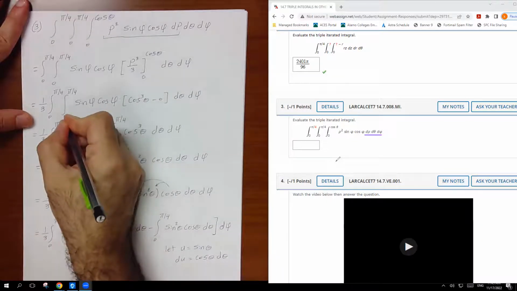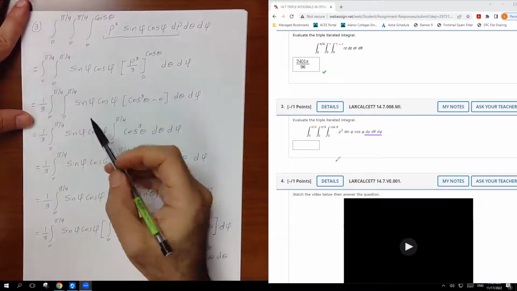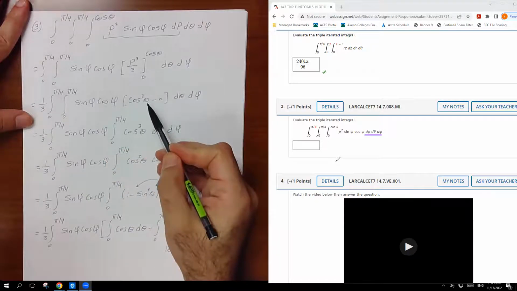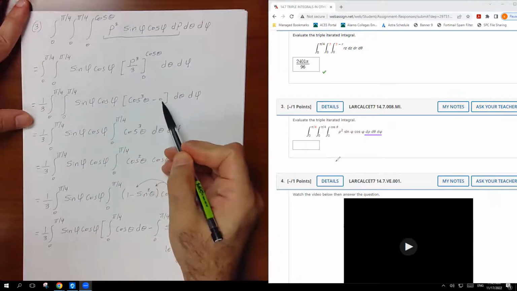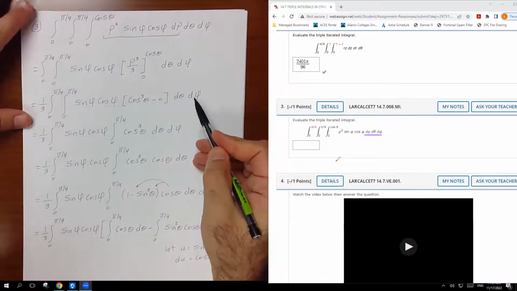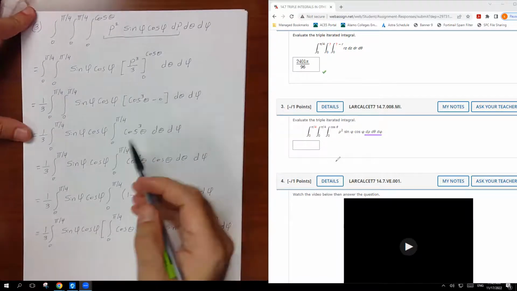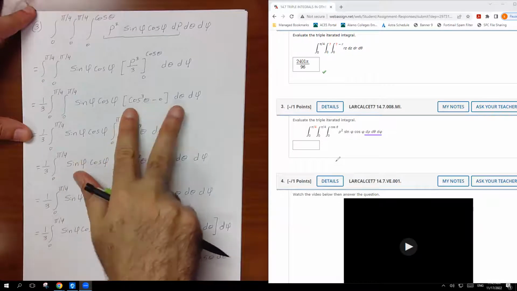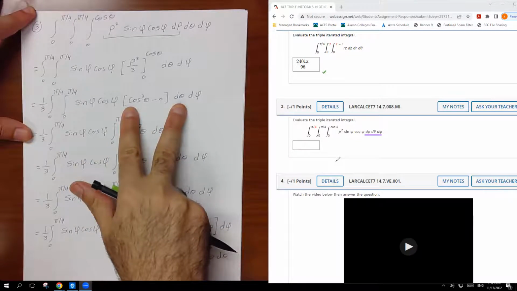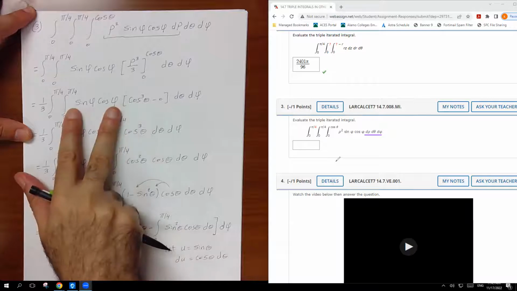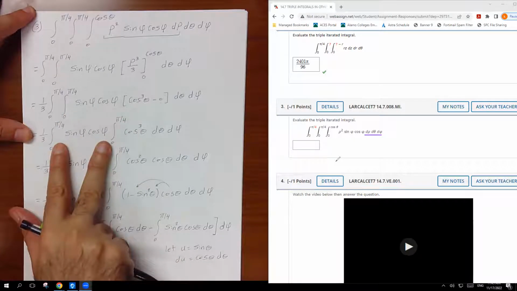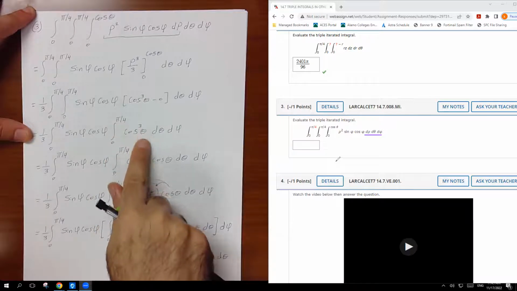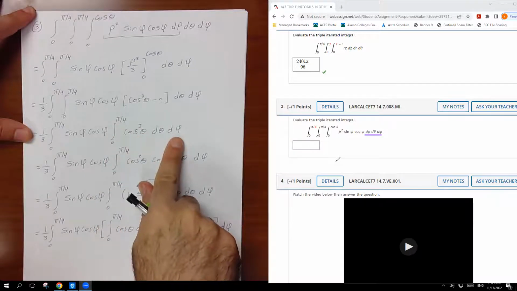This one also from 0 to pi over 4. Sine gamma, cosine cubed theta minus 0, d theta, d gamma. Simplify this part. After you simplify it, we're going to do the integral with respect to theta. Everything here is still a constant, so I'm going to take it out. Cosine from 0 to pi over 4, cosine cubed theta, d gamma.